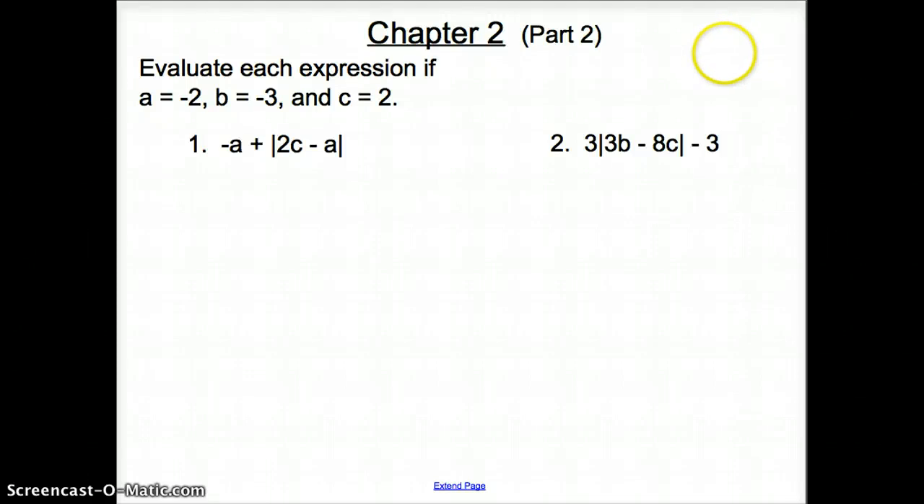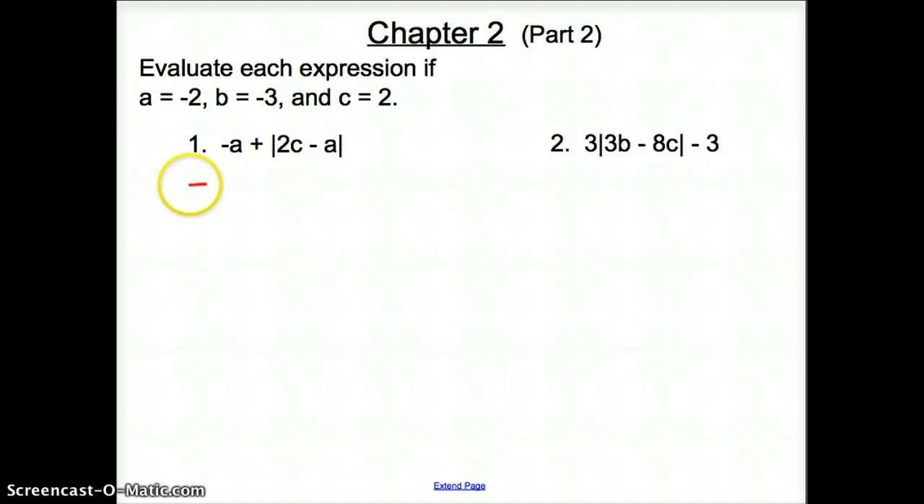Hey guys, welcome to Chapter 2, Part 2. Now we're going to be solving expressions and equations with absolute values in them. And we're going to start off right away with an expression where we have to plug in our numbers for our letters. So let's just go ahead and start right away.